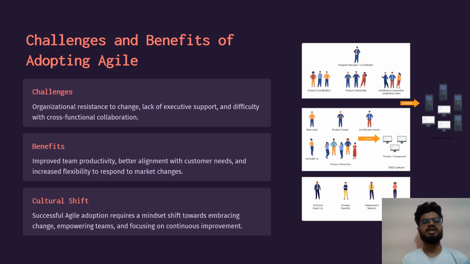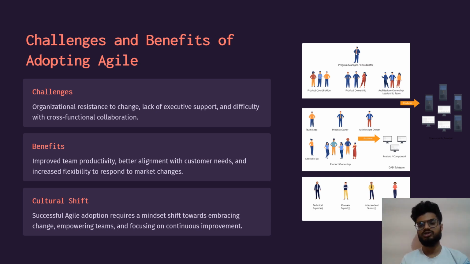So here are the challenges and benefits of adopting the agile process. The challenges are organizational resistance to change, a lack of executive support, and difficulty with cross-functional collaboration. In the agile process, collaboration is one of the key factors in the entire development progress. Collaboration is the biggest channel in agile.